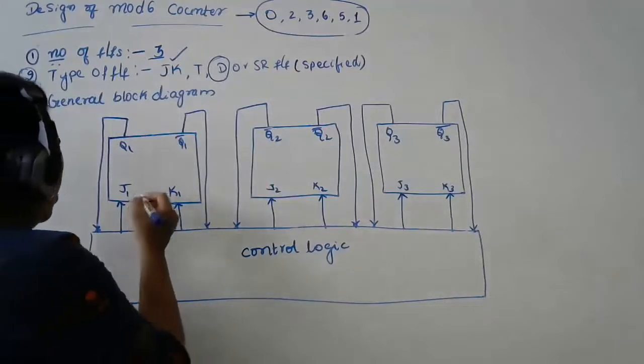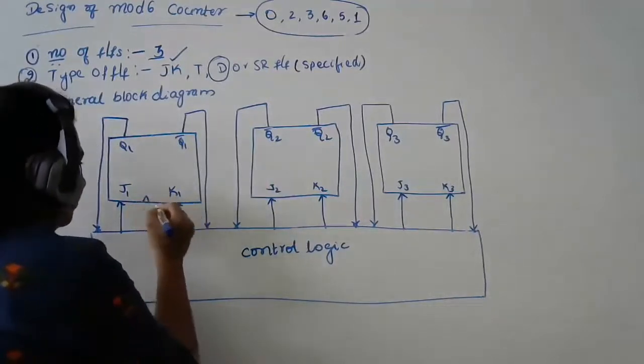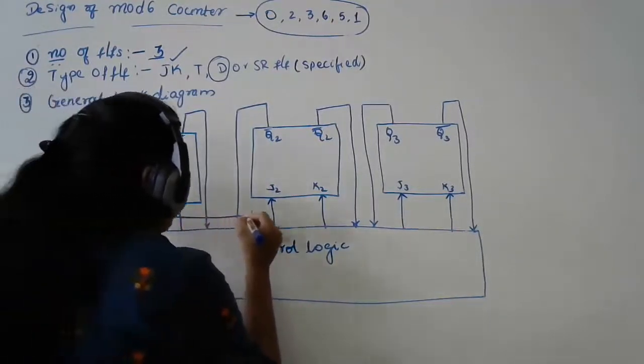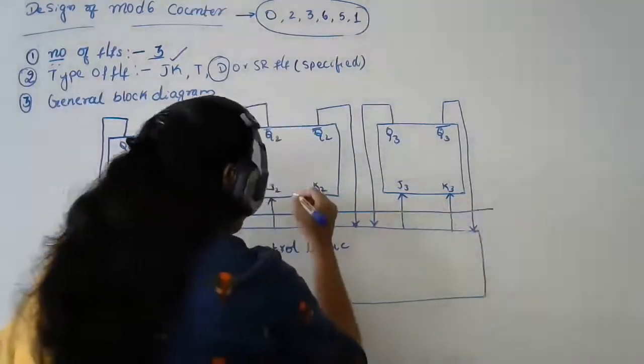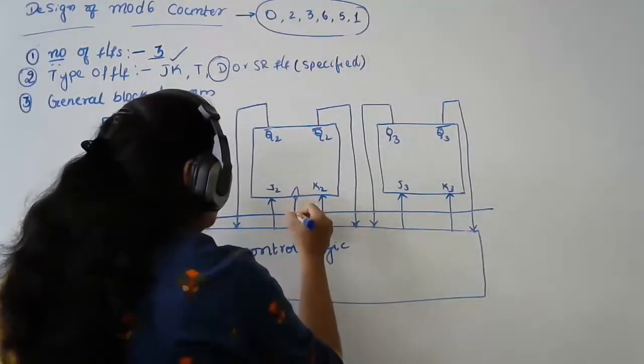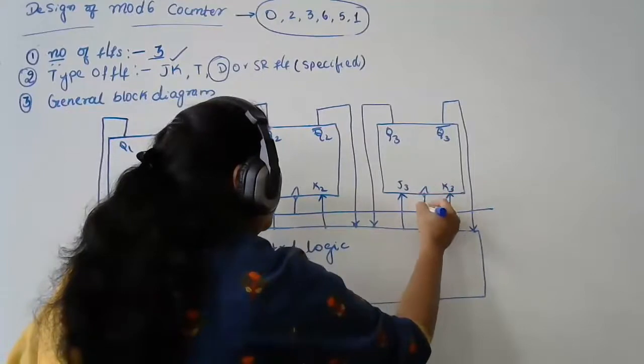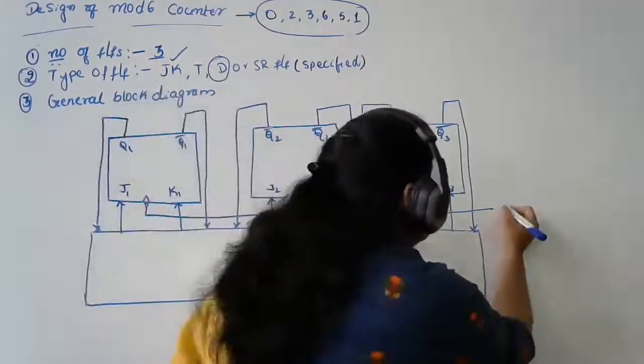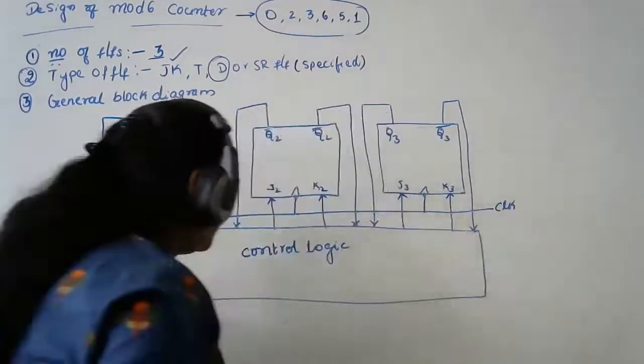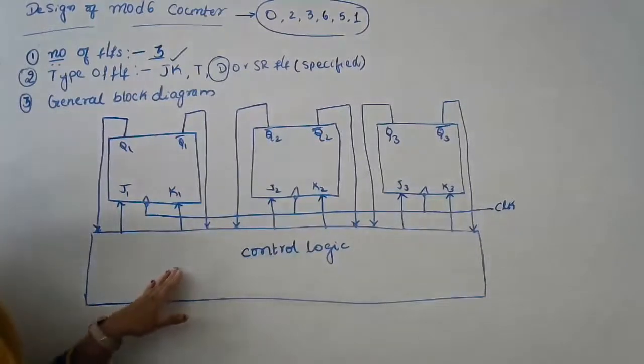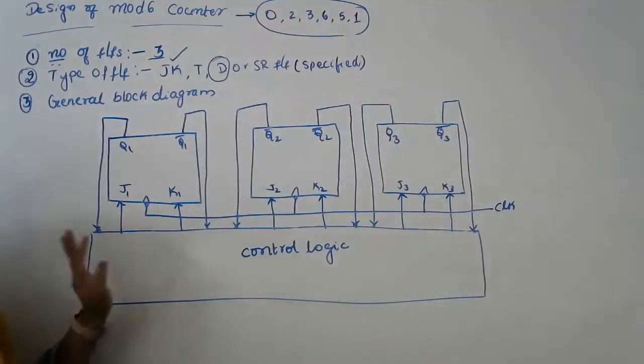Of course, I have a clock. Let me take a negative edge trigger. This is the general structure of a mod 6 counter.